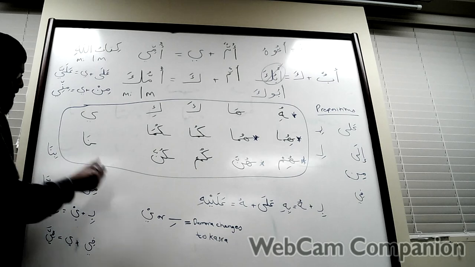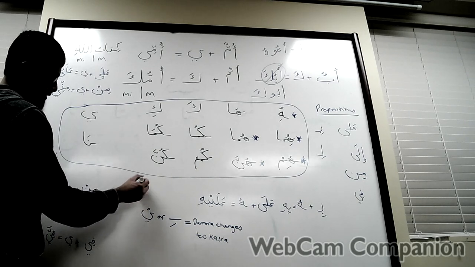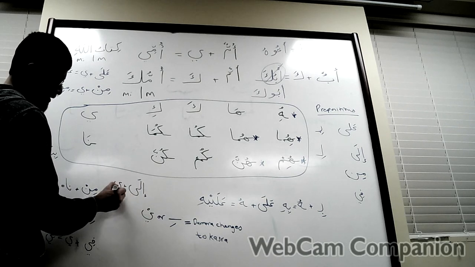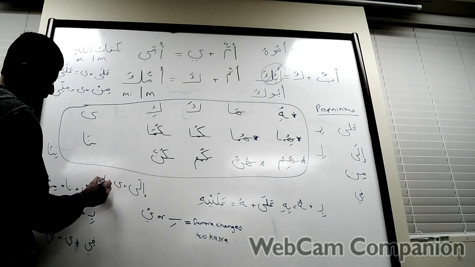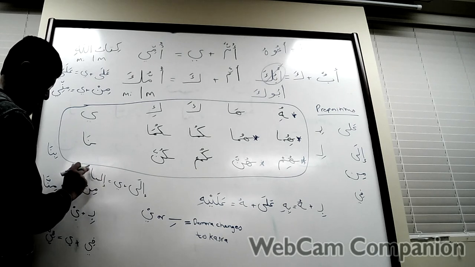Kunna. And then ilayya. And then ilayya, right? So ila plus ya mutakallim is going to be ilayya. And then what's the last one? Ilayya.